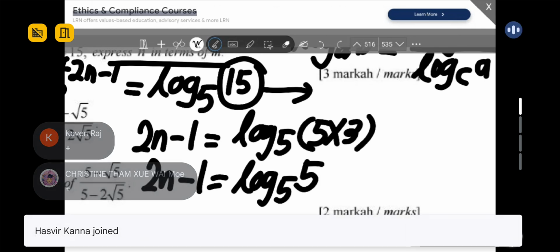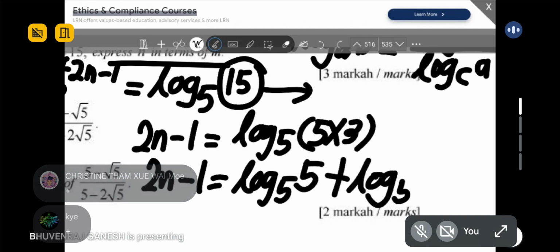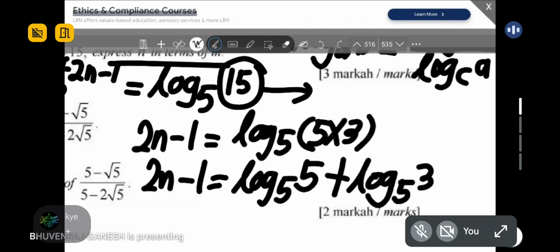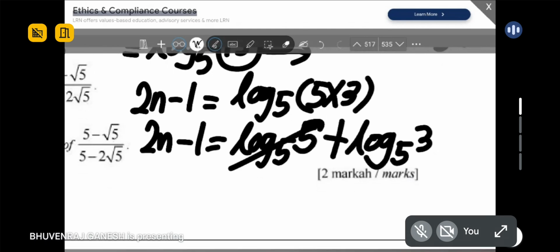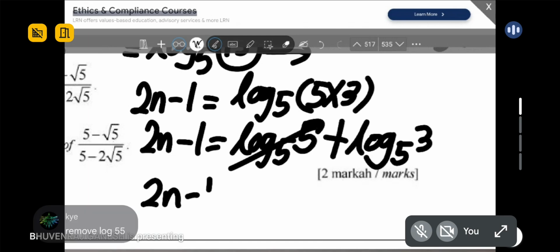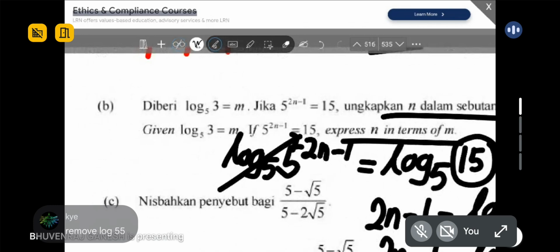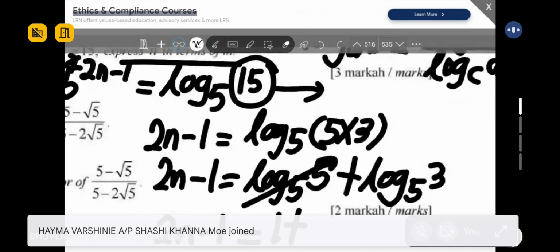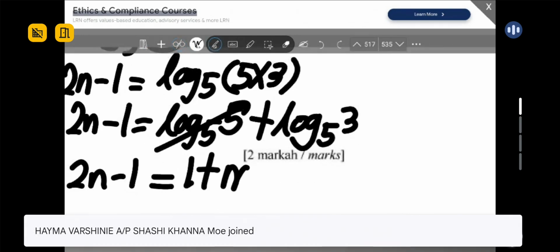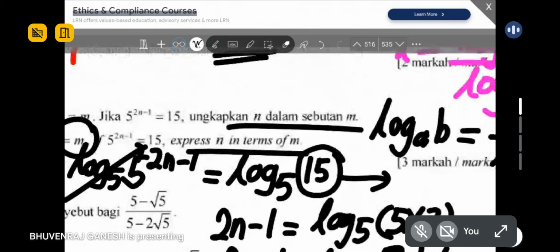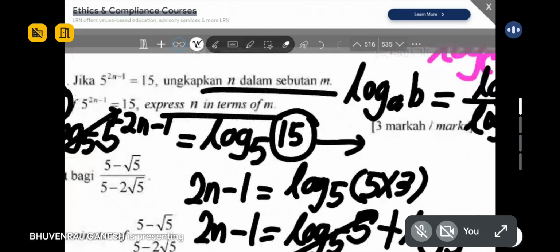No. The symbol in between. Yes, it becomes plus. Okay, plus log 5, 3. Something like this. So this one is also a 1. So 2n minus 1 equals 1 plus log 5, 3. The information already told you guys is m, so you just substitute m. This whole thing changes to m. So now you can answer the question: n in terms of m.